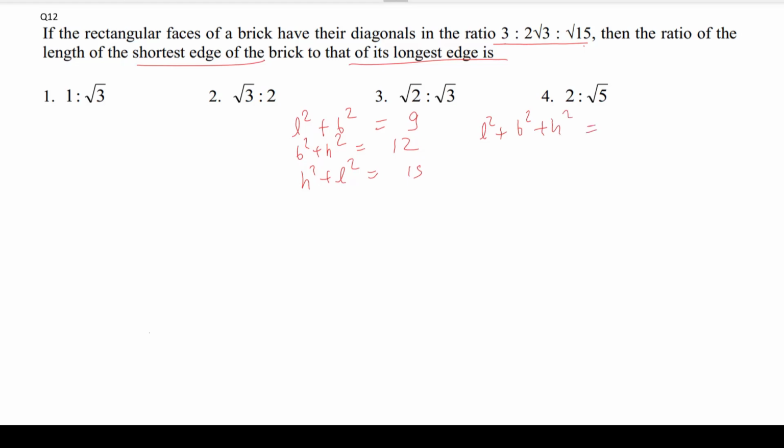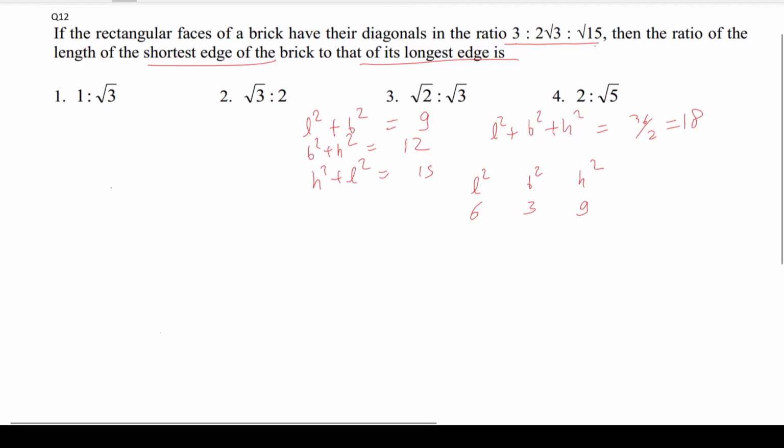From adding all these equations, we will get the value of L square plus B square plus H square, that will be 36 by 2, that will be 18. From this we can get the values of L square, B square, H square. So from the first we will get the value of H square, that will be 9. From the second we will get the value of L square, that will be 6. And from the third we will get the value of B square, that will be 3.